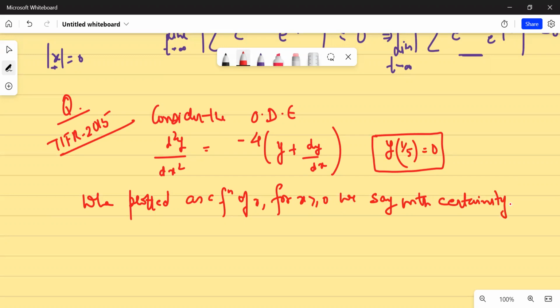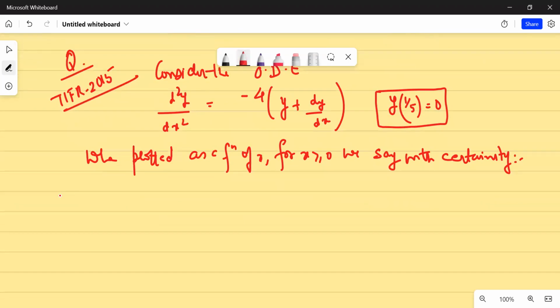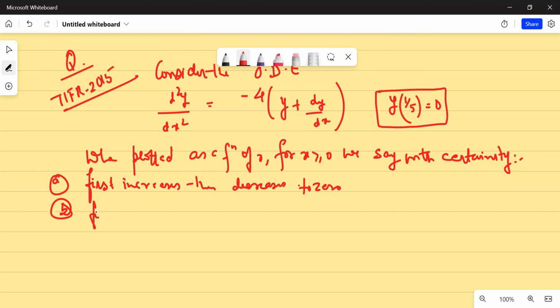So again, I'm saying, for anyone preparing for PhD, at least prepare for TIFR. See, the language itself is quite like they are saying with all certainty, and this kind of language you're not going to find in that exam. So the first option: first increases, then decreases to 0. And the second option is first decreases, then increases to 0. I don't think this can be an option anyway, but never mind.